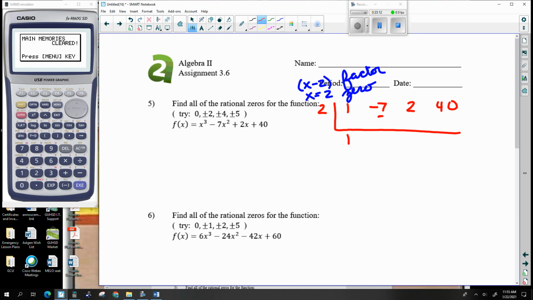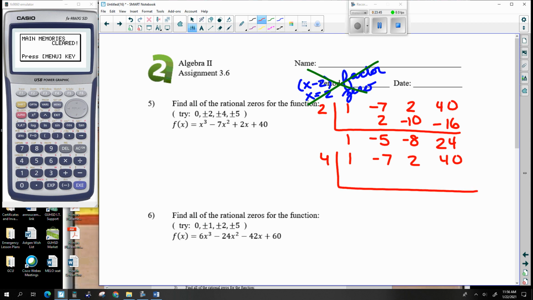So here we go. 1, 2, negative 5, negative 10, negative 8, negative 16, and then the 24. Nope. So neither one of those things are true. Okay, the answer did not work out in our favor. Let's try something a little bit bigger. Let's try positive 4.